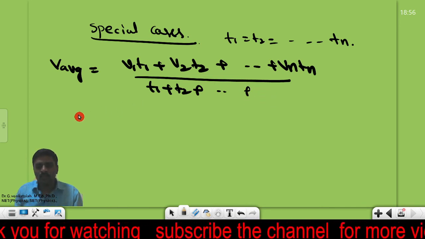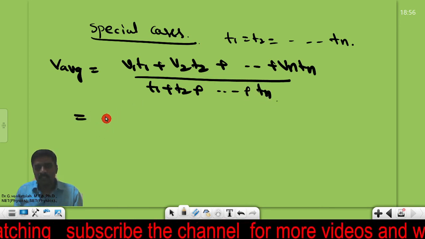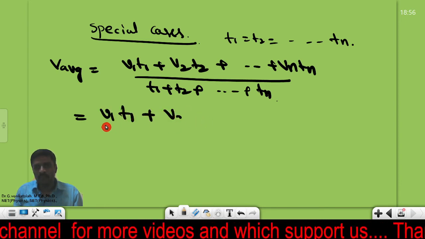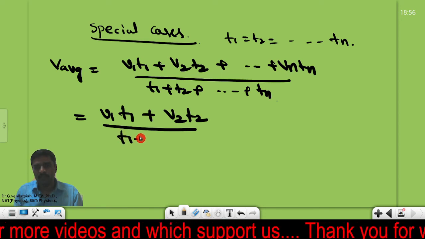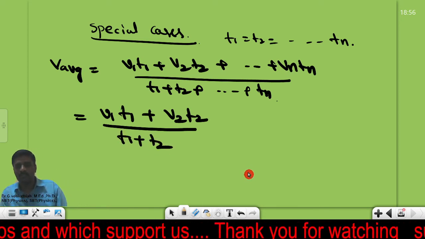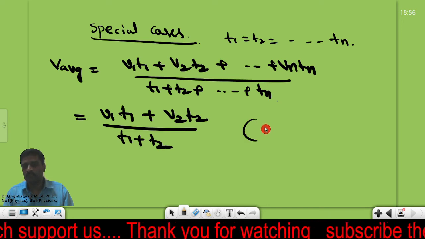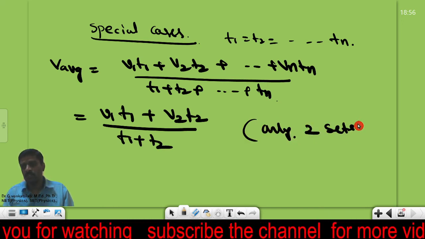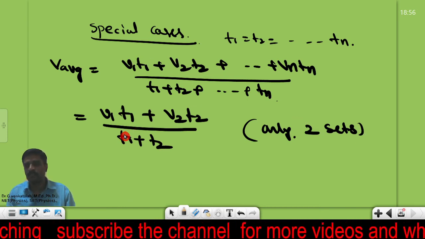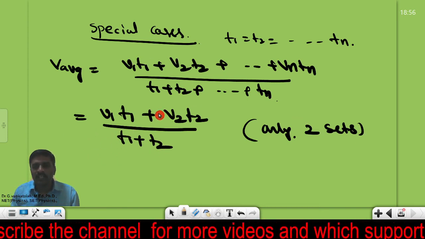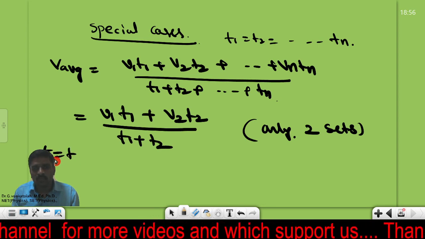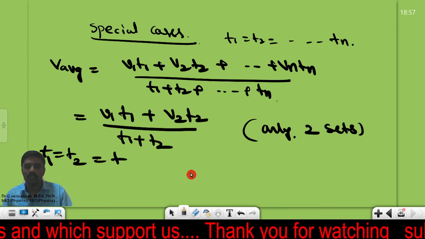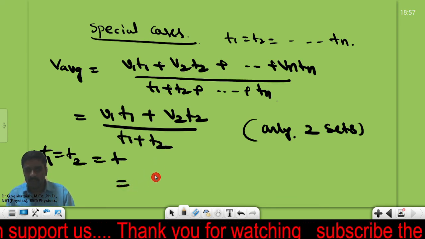Just taking two values, that is equal to V1 T1 plus V2 T2 divided by T1 plus T2. That is if only two sets, where first is the V1 value, second is the T1 value. So that means if T1 is equal to T2, let me take that equal to T. Substitute in this above equation, what will happen?